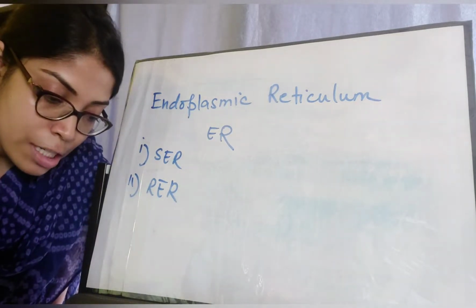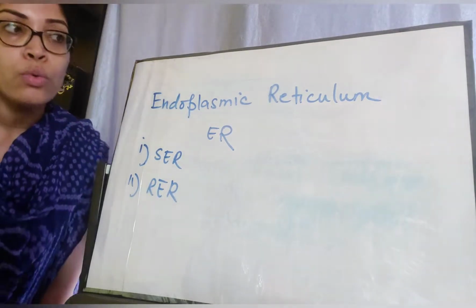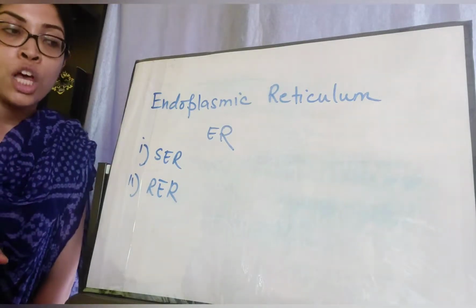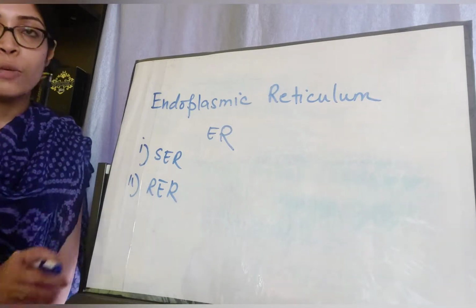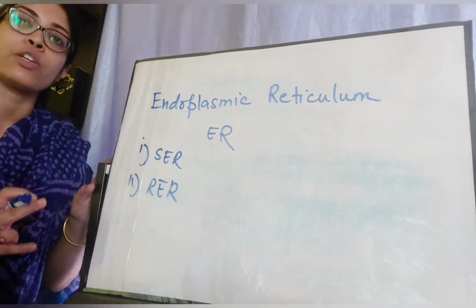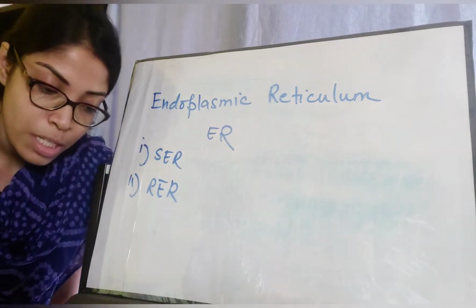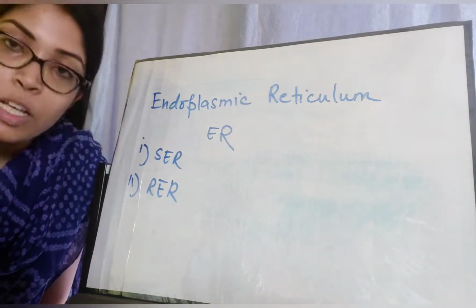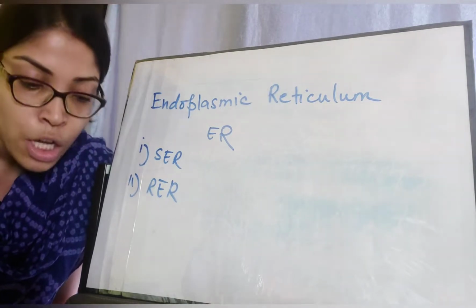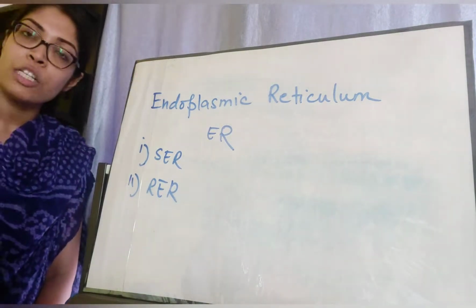Next, you will read the function. The main function is synthesis of protein. You know from class 9 that the main function of ribosomes is synthesis of protein. So if ribosomes are present on the endoplasmic reticulum, that rough endoplasmic reticulum will also perform protein synthesis, right? The main function of RER is protein synthesis, while the main function of smooth endoplasmic reticulum is to synthesize lipids, phospholipids, steroids, etc. This is the difference between RER and SER. You will have to learn the difference between these two.